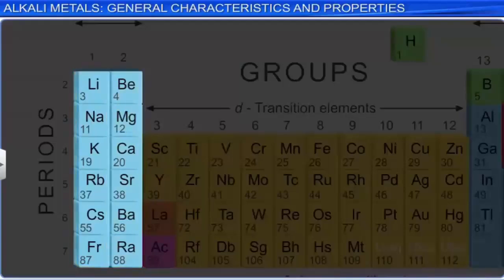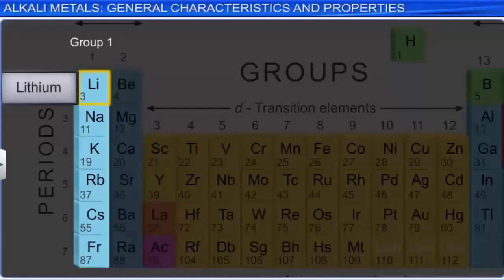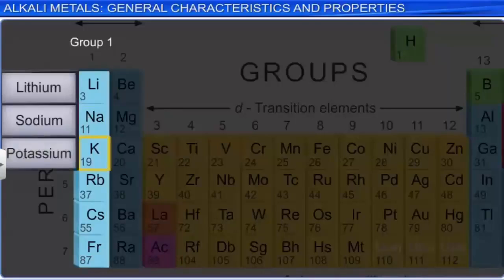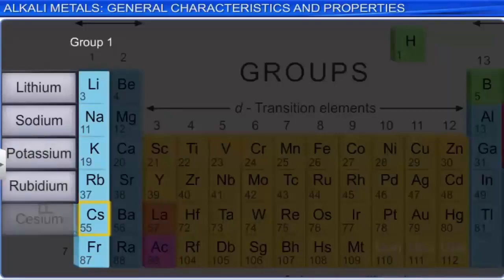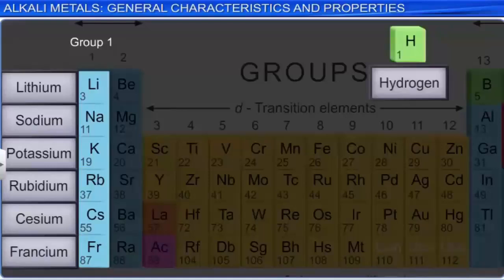The metals in group 1 include lithium, sodium, potassium, rubidium, cesium, and francium. Note that hydrogen is not included here, as it typically does not exhibit metallic behavior.